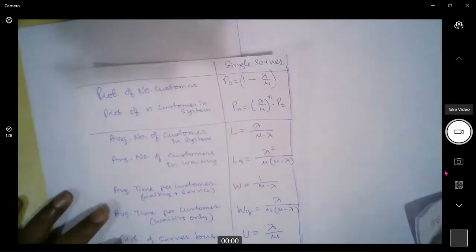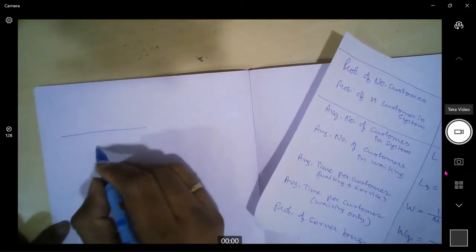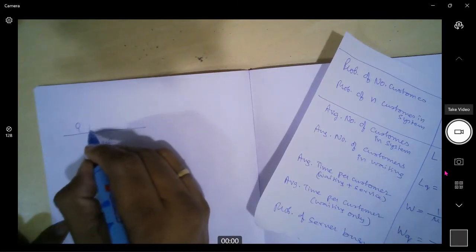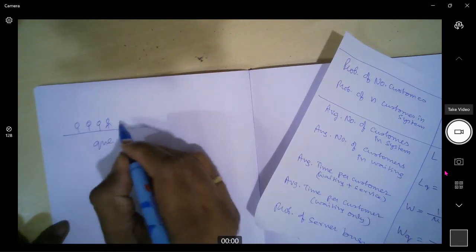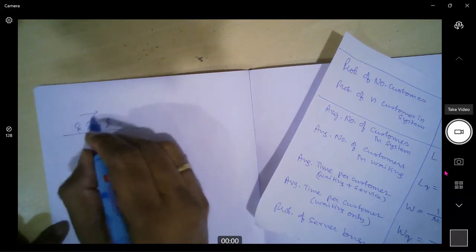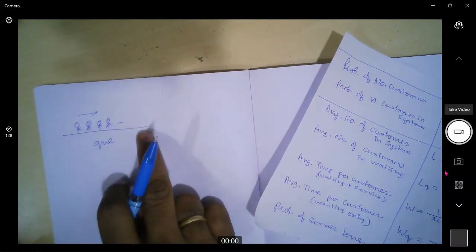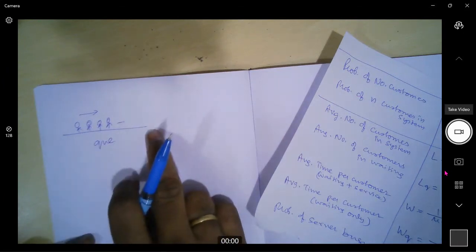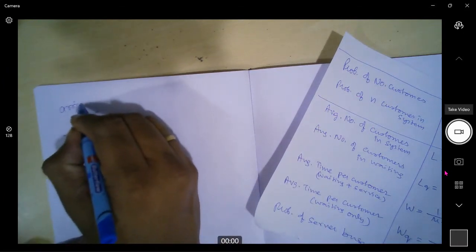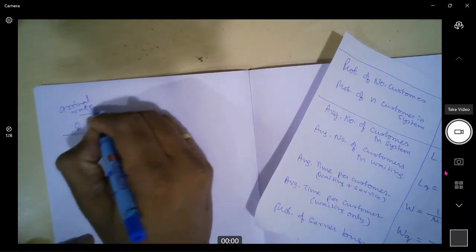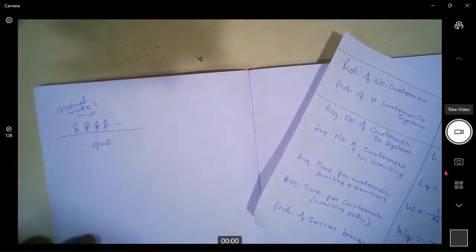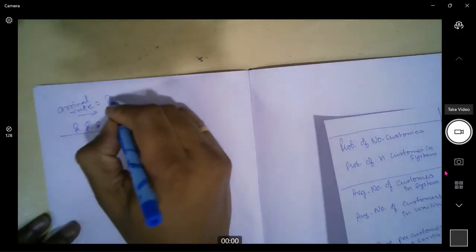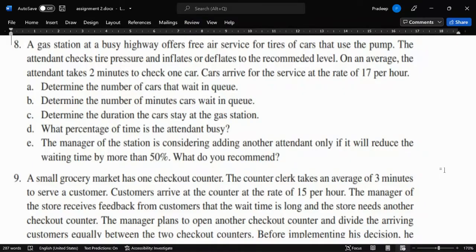That means, let me draw the picture here. There is a queue, and there is a customer, another customer, another customer, and so on. These customers are arriving at a certain number of customers per hour or number of customers per minute, something like that, called the arrival rate. This arrival rate is usually denoted by lambda. That is a symbol used. Arrival rate: number of customers per minute.